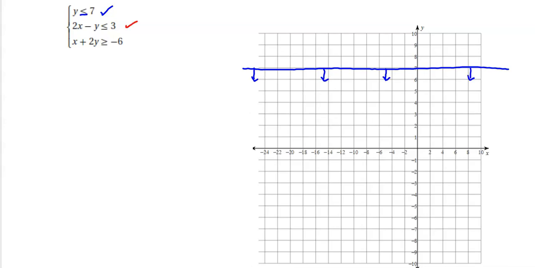We do this red one. I'm going to solve this one. So I'm going to have negative y less than or equal to negative 2x plus 3. Multiply everybody by a negative 1. It's going to flip the sign around. So we end up with that. So my y-intercept is at 3.